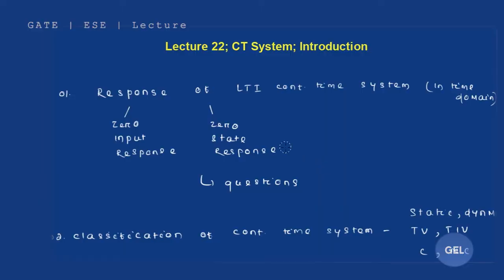Welcome to GATE ESE lecture. We are in lecture number 22 of Signals and System, and here we are in third module, that is continuous time systems. We have done with signals.